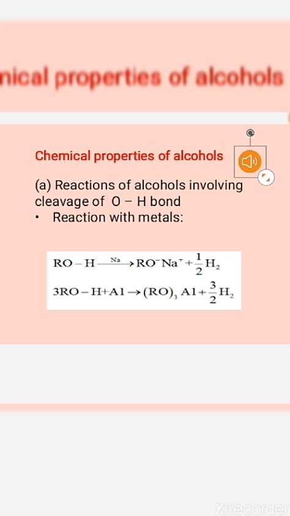If you drop a piece of sodium metal into alcohol, a gas is released which will burn with a pop sound. That is hydrogen. And alkoxides are formed, like C2H5OH plus Na gives C2H5ONa plus hydrogen gas. In the same way with aluminium, aluminium alkoxides will form with liberation of hydrogen gas.